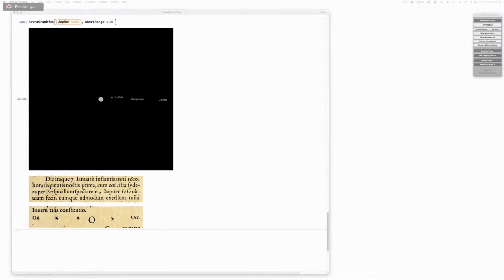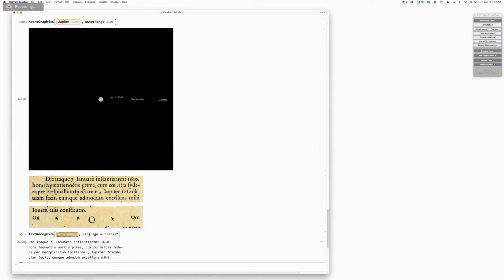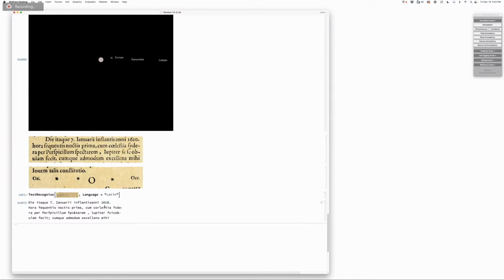Just for fun, we can of course use Wolfram Language to do the text recognition from that piece of text here. And one of the languages for text recognition is Latin, so we can go ahead and do that. And we didn't get the word space there. Shocking.